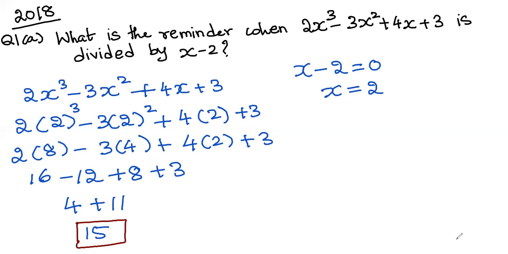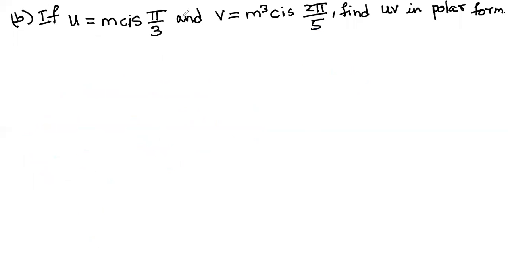Right. Let's move to B. So here the question is: if u is equal to m cis pi by 3, that is, cos theta plus i sine theta, and v is equal to m cubed cis 2 pi over 5, find uv in polar form. It's already in polar form, so we just have to keep it in polar form itself. They have given u and v, and we are supposed to find uv.